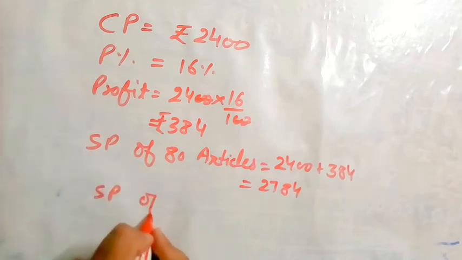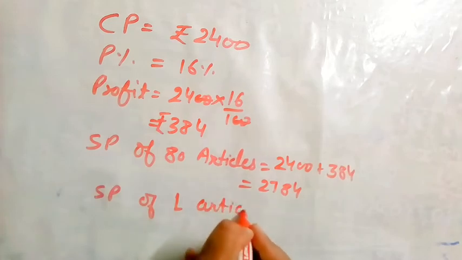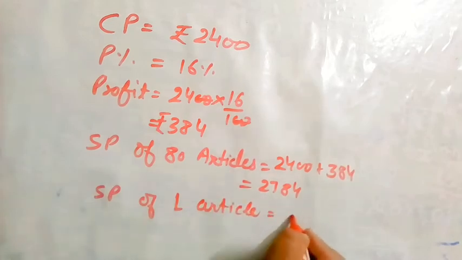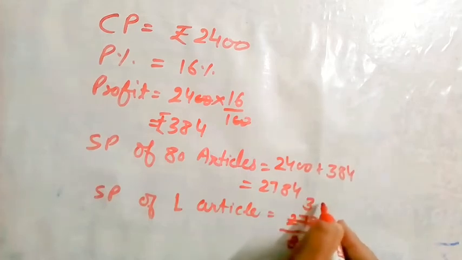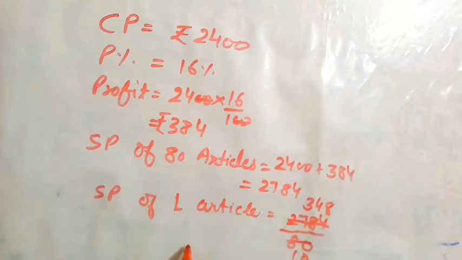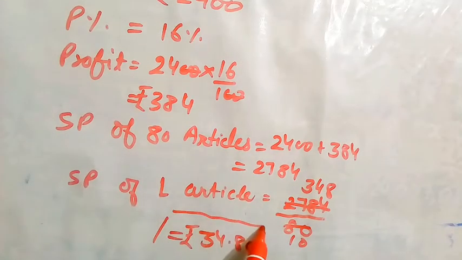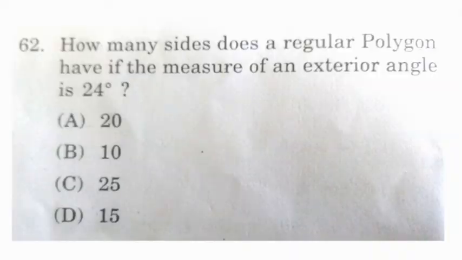2784, and selling price of one article will be 2784 upon 80, means you have to divide by 80. So 8 tens are 80 and 8 3s are 24, 3 left, 8 4s are 32 and 8 8s are 64, and the solution is 34.80 rupees.